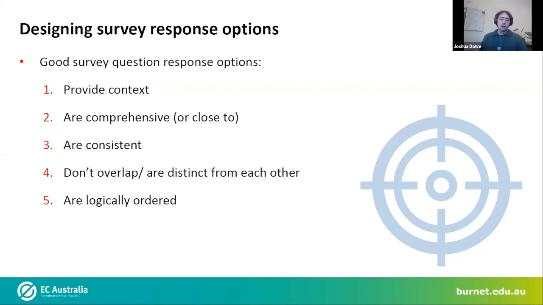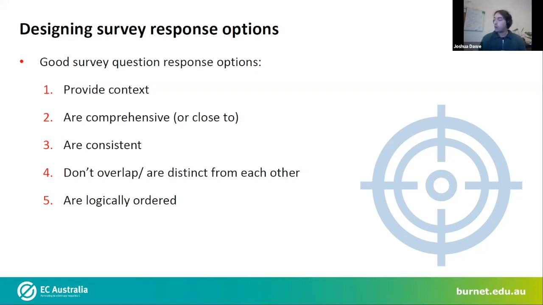It should be consistent in the language that you're using. It should be consistent in the length of the question and the length of the response options. And if you're asking people to answer in a numerical, categorical way, then the size of the categories should also be consistent. So increments of 10, increments of 20, increments of 30, rather than switching between increment sizes.